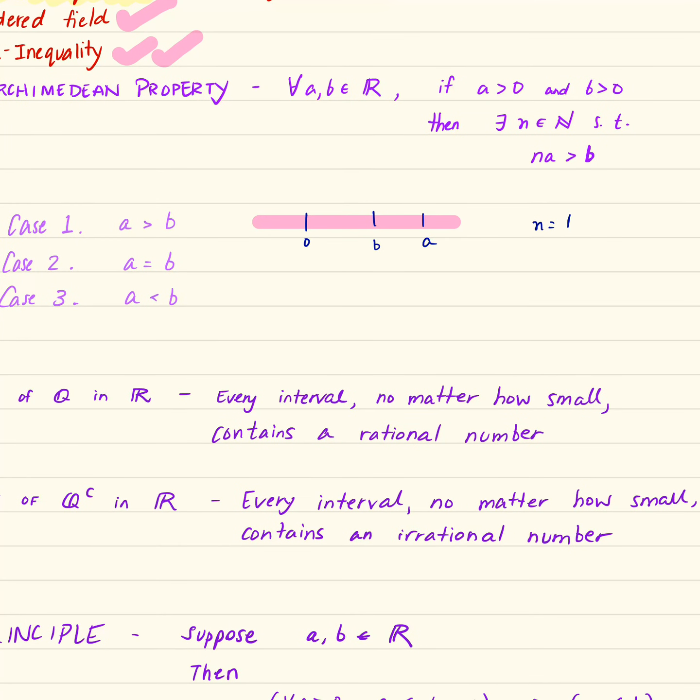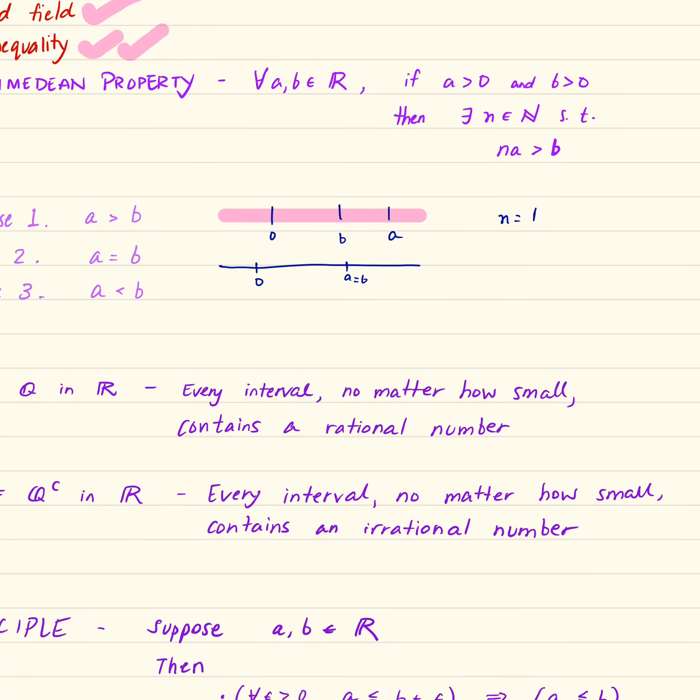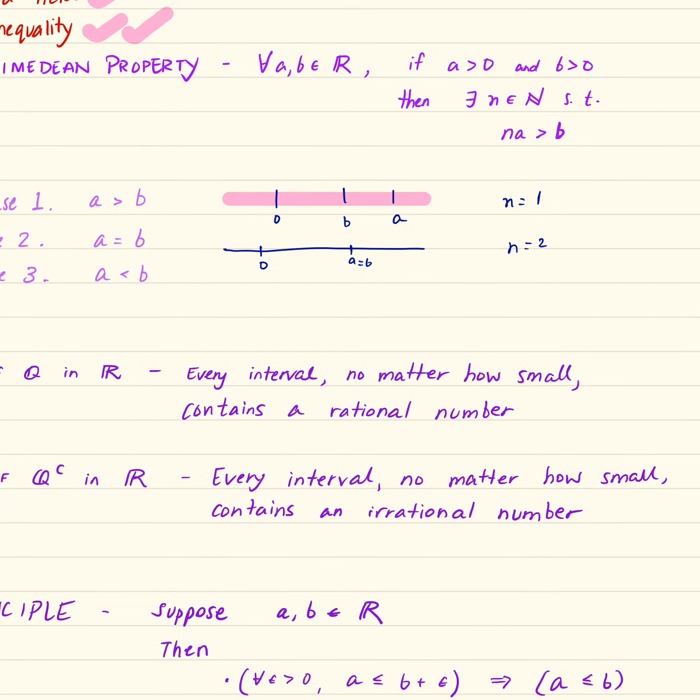Okay, now what about if a is equal to b? Well, here, if we were to do our same little number line, here's 0. Now a and b are the same number. What should we choose for n? Well, you could choose n equals 2, or you could choose n equals 3, right? Then a times n will be bigger than b, okay?